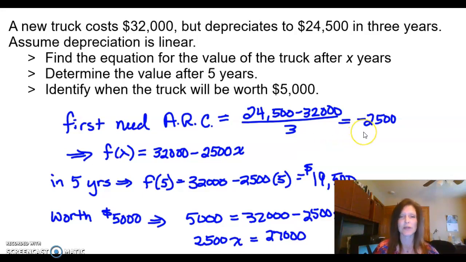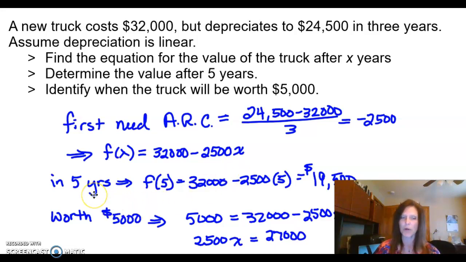leads me to a negative 2,500. Okay, now if you had mixed up those amounts, you would just have to really reason out to yourself, wait a minute, this is depreciating or decreasing, so I have to use a negative rate of change here. So our model is going to be f of x is equal to my initial 32,000, or my y-intercept, minus 2,500x. It's the exact same thing if you would put negative 2,500x plus 32,000.